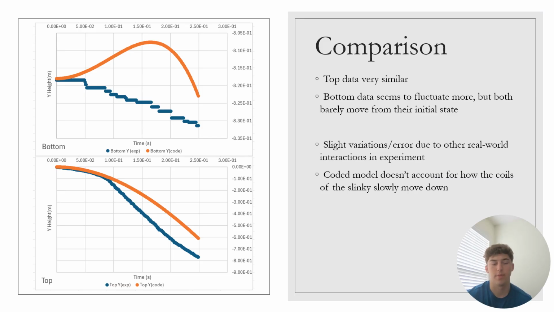Looking at the comparison between our coded data and our experimental data, first looking at the bottom chart, we can see that the bottom with the code fluctuates a bit more, while the experimental results just kind of slowly drifted down. But if we look at the final and initial states for both of them, by looking at the axis on the side, we can see that they barely moved, only about 0.015 meters or so. Whereas at the top, we can see that the top portion of the slinky moves down greatly to reach the bottom of the slinky, and our results from the experiment and the code for this one are basically the same.